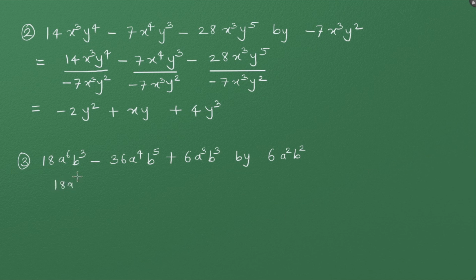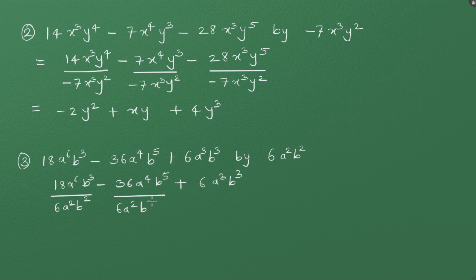which is the first term of the polynomial. Then 36a raised to 4 b raised to 5, the second term of the polynomial, and 6a cube b cube, the third term of the polynomial, to be divided by 6a square b square, 6a square b square, and the third term also by 6a square b square.